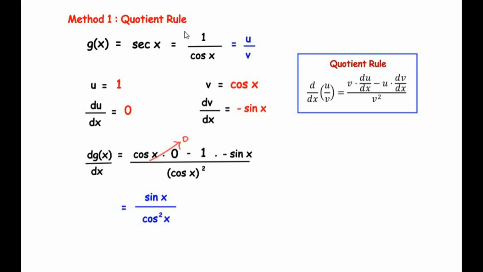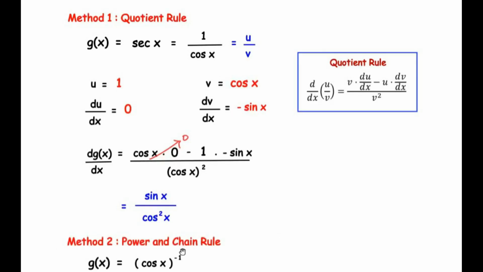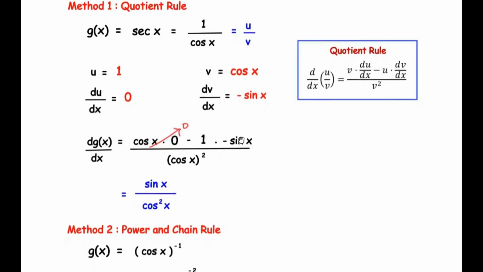Now let us look at method 2. In method 2 we are going to make use of the power rule and chain rule. Before that, we are going to take this cos x to the numerator. So we get cos x to the power of negative 1. This is done by using the laws of indices. Now once we have it in this format, we are going to begin with the chain rule. That is, we are going to use the 3 steps.